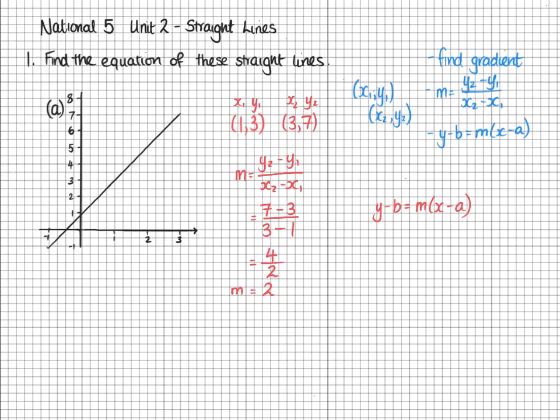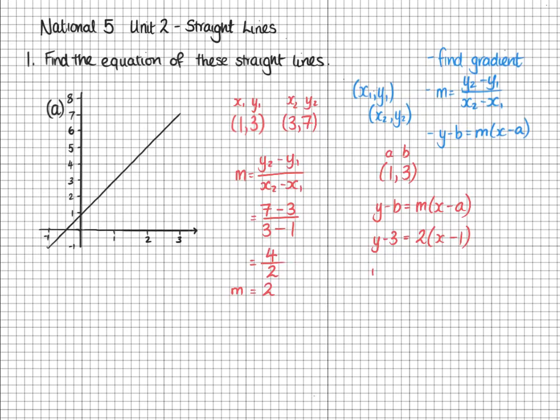For this we need a coordinate point. We need to call it a, b. It's easiest to just use the smallest one we've got, so we'll use this one, and that's our a and our b. Remember, it's always alphabetical. x comes before y, a comes before b. So we have y take away 3 is equal to 2(x take away 1).